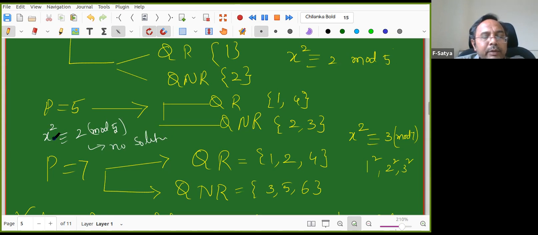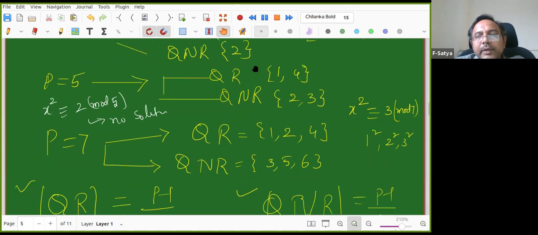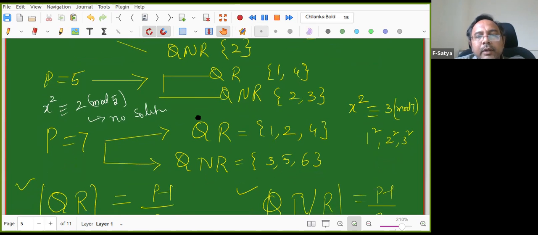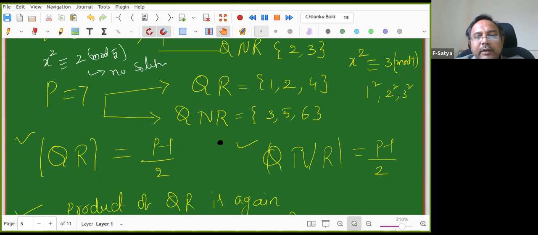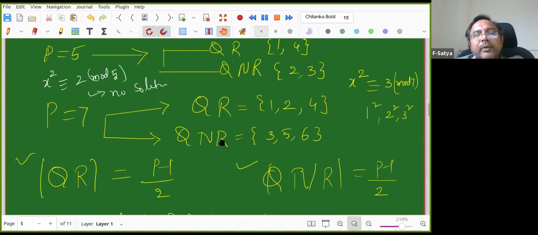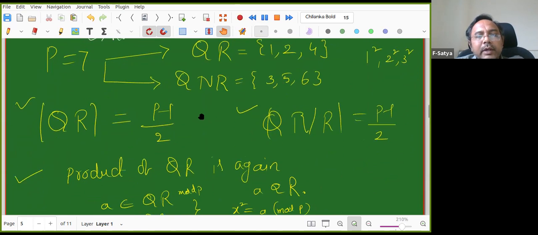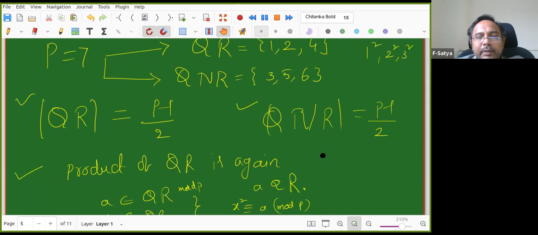You substitute 1 square, 2 square, 3 square, 4 square, and none of them satisfies. So 2 is a quadratic non-residue. Similarly, 3 you can also check. We did it for 7 also: 1, 2, 4 are quadratic residues, and 3, 5, 6 are quadratic non-residues. Then I asked you to observe and say something. You told that the number of quadratic residues is (p minus 1) by 2, and the number of quadratic non-residues is (p minus 1) by 2.